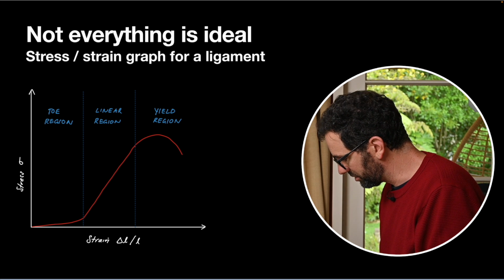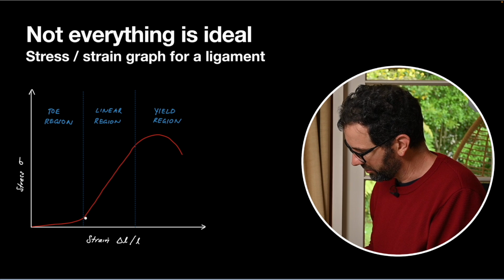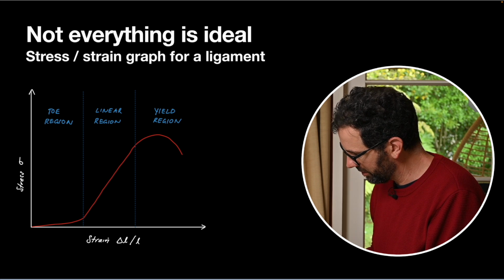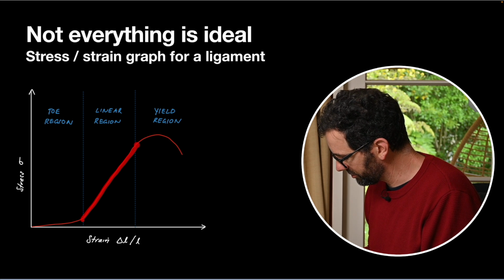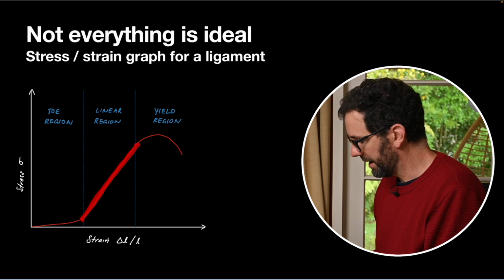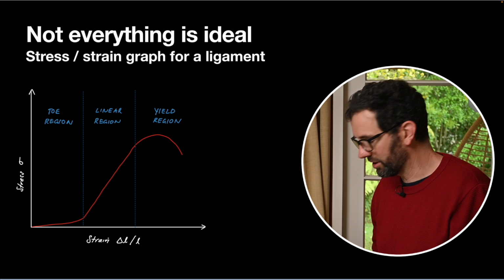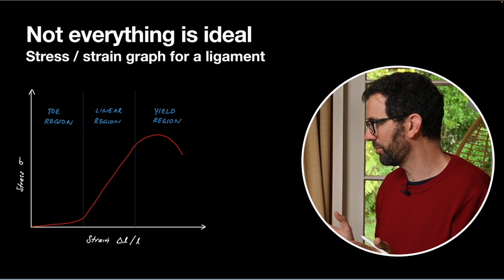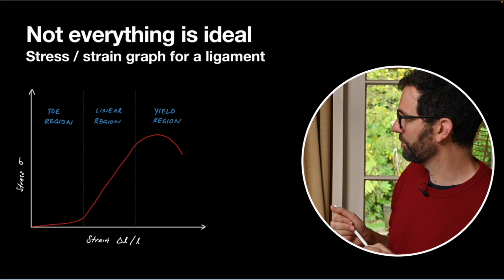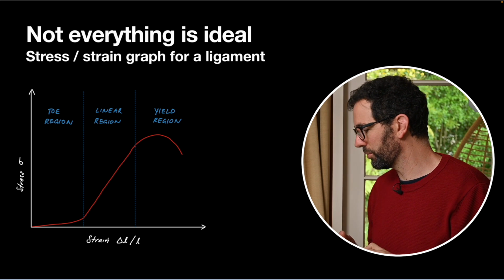Then when you try and extend it a bit further, that's where you get this linear part of behavior, which again is that stress versus strain relationship we talked about before. And then there's the yield region where you're basically injuring it and it damages and breaks, okay, which we want to avoid doing for our ligaments if at all possible.